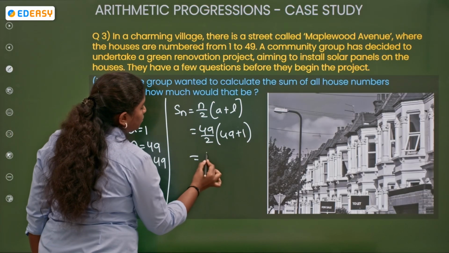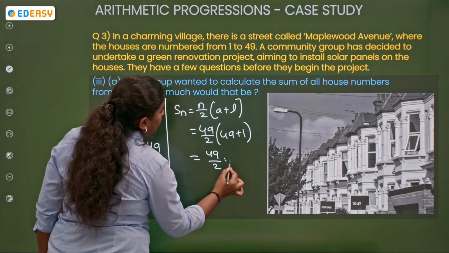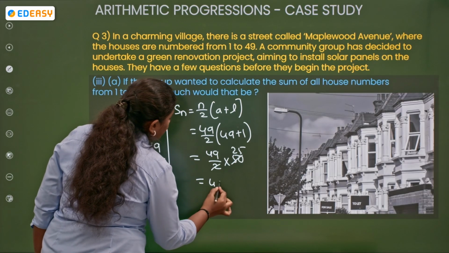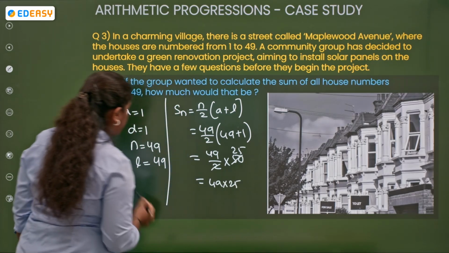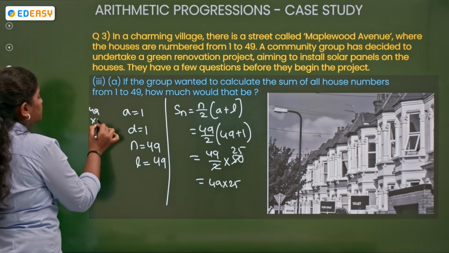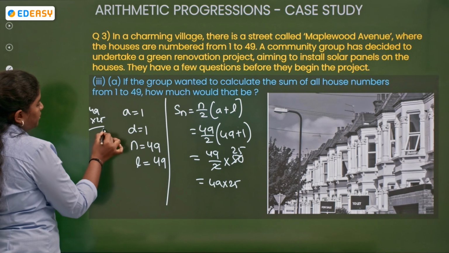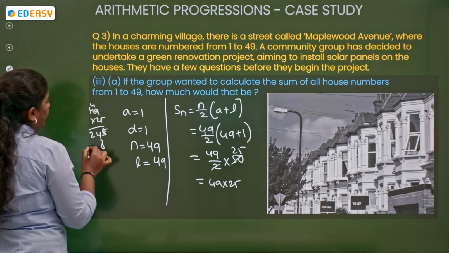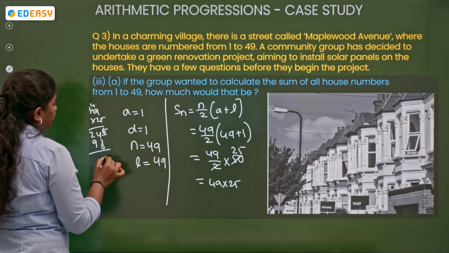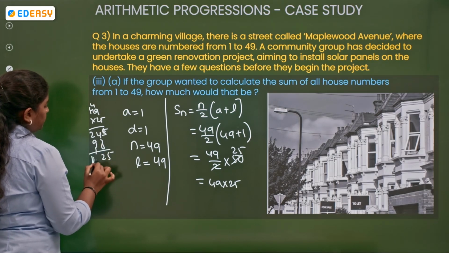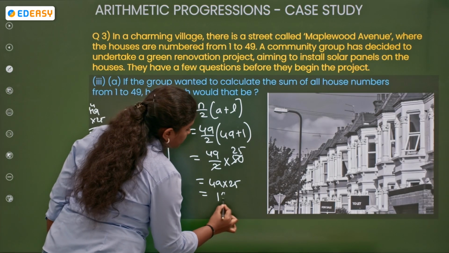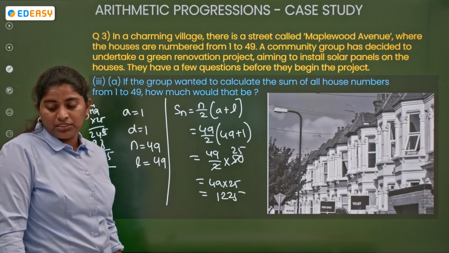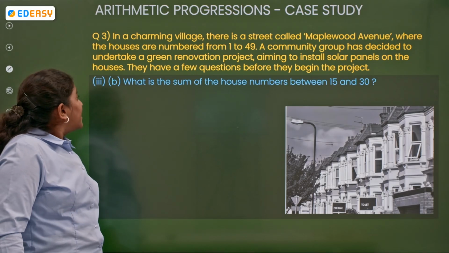Okay. Now 49 by 2 into 50. Cancel them, 25. So 49 into 25. So just multiply them. 49 into 25. 5 nines are 45, 5 will be here, 4 will be the carry. 2 fours are 8 and 4 is 12... so here it will become 5, 12, 12. 1 2 2 5. So what is the sum we got? 1 2 2 5. Clear? Yes. Any doubt for anyone? No doubts? Nice. Coming to the next.